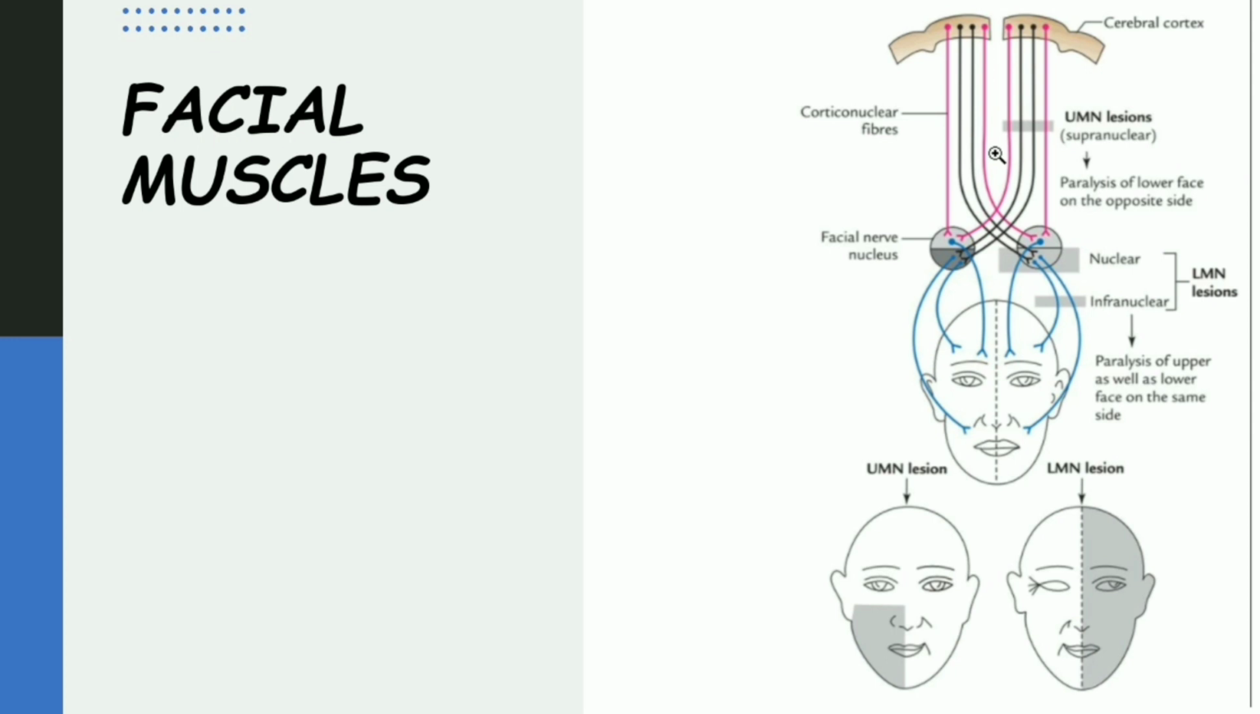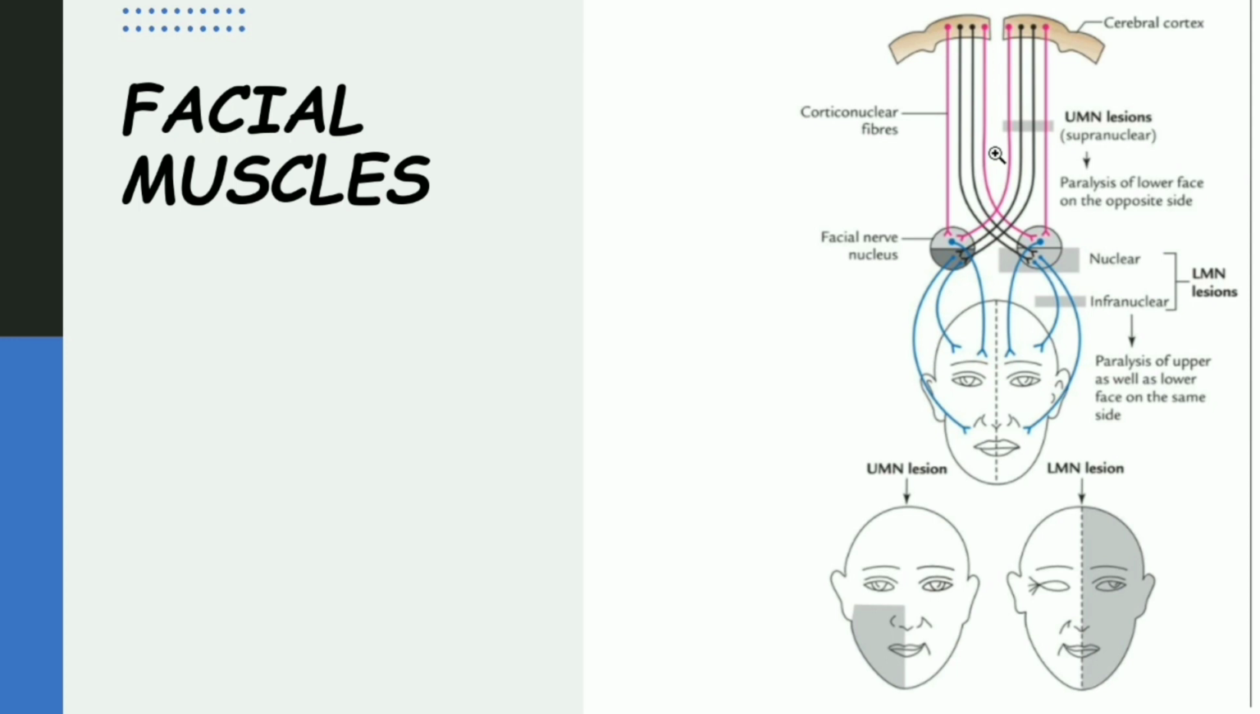So fibers of the opposite side of the cortex are innervating the upper half as well as the lower half of the face, while the lower half of the face is innervated only by the fibers of the opposite side. The upper half is innervated by fibers of the same side as well as the opposite side, as we can see. So the upper half of the face is innervated by fibers from the same side and fibers from the opposite side, while the lower half is innervated only by the fibers of the opposite side.